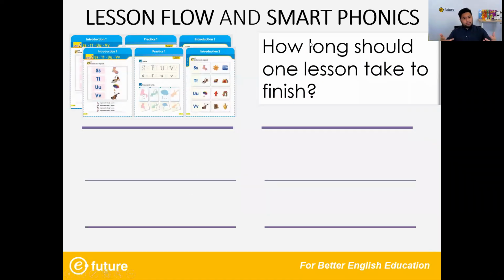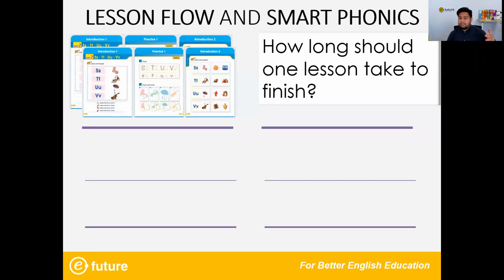Sometimes we get a lot of questions with our books. Oh, how long should one lesson take to finish? Am I going too fast? Am I going too slow? What pace should I be teaching my books at? Okay. So how should I pace my lessons? That's usually going to depend on your school or on your country.